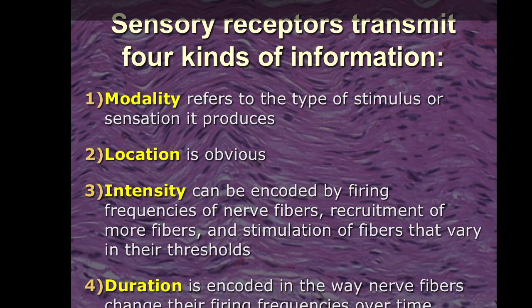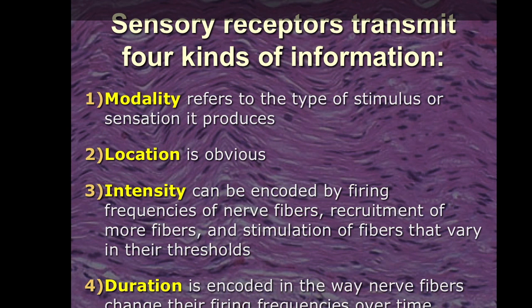So let's look at the information that these sensory receptors are going to send to the central nervous system. So we're sending them to the spinal cord or the brain. We can deliver these 4 pieces of information. The first thing we can send is the modality. What is it that has activated this receptor? Okay, so the type of stimulus or sensation it produces. So a modality could be light. A modality could be pressure, could be pain.